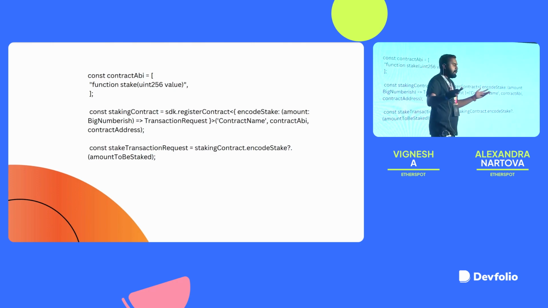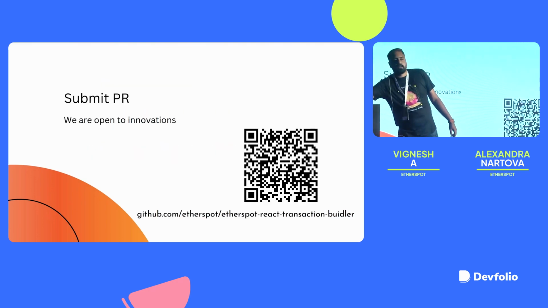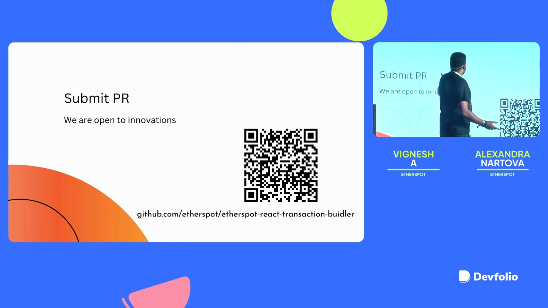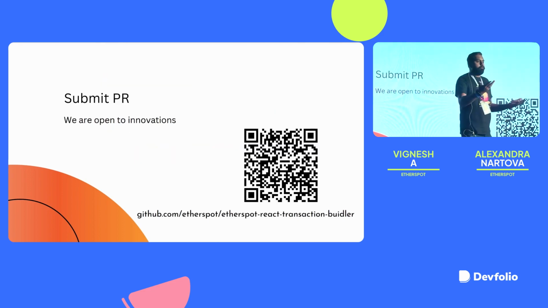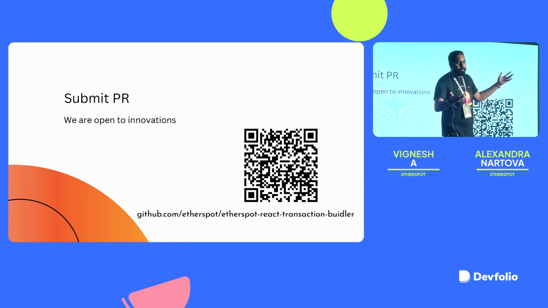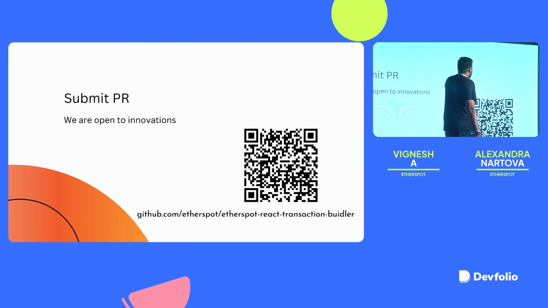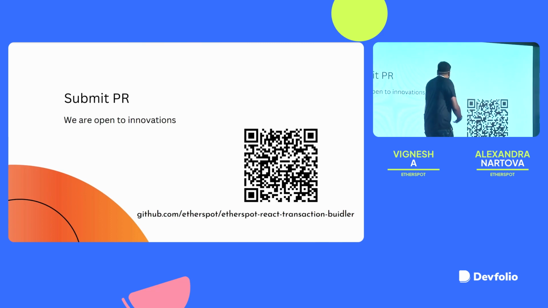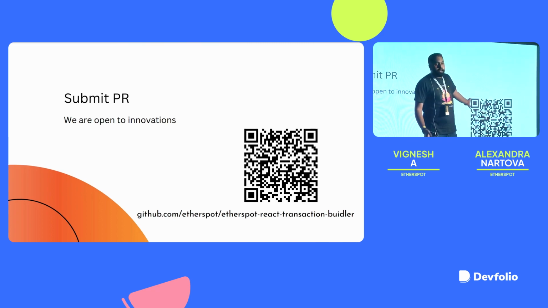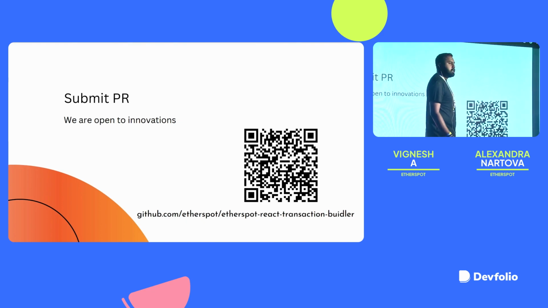That's all the steps for the custom contract interaction. The next one is, we are open for innovation. If you feel like you can do something else, you are open to submit a PR under this GitHub repo itself. This GitHub repo is open source. Everything that I've talked about before is available inside this Git repo itself.